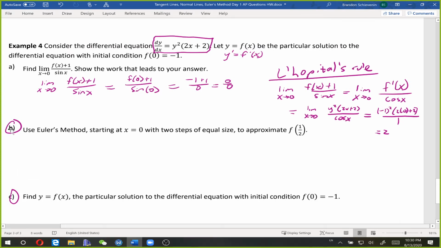But they're the same as the other two problems. For part C, when you're finding the particular solution, that does mean that you'll need to integrate. For part B, you'll be using Euler's method.